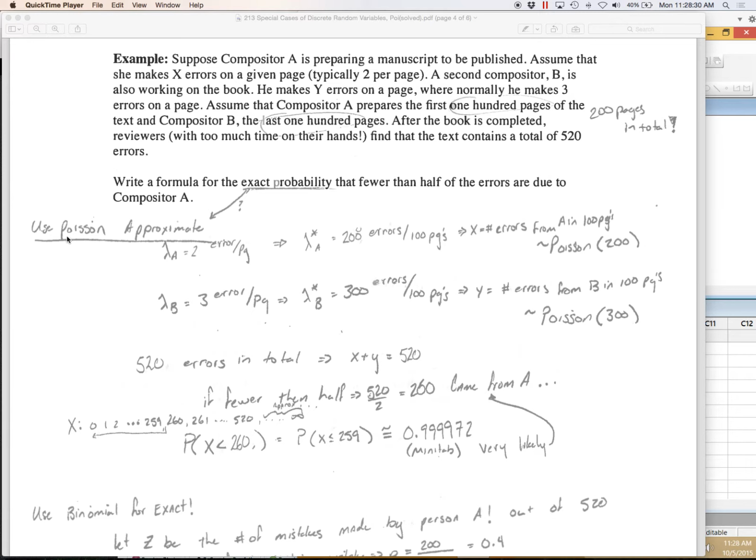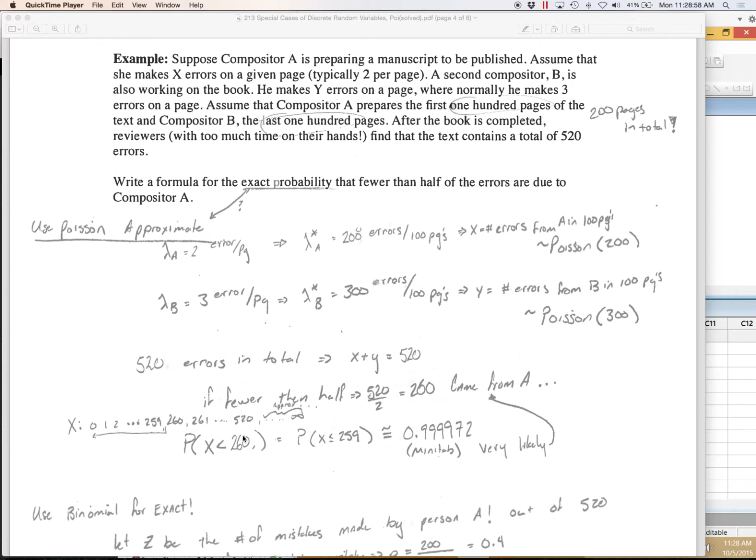The reason why Poisson is actually approximate is because really Poisson goes off to infinity. Here we're saying there were apparently only 520 errors. Apparently we know that. How we know that I'm not quite sure, other than the fact that it's told to us. But if we assume the number of errors could be infinite, that would be exactly Poisson. This is only approximately Poisson because apparently we know the exact number of errors.